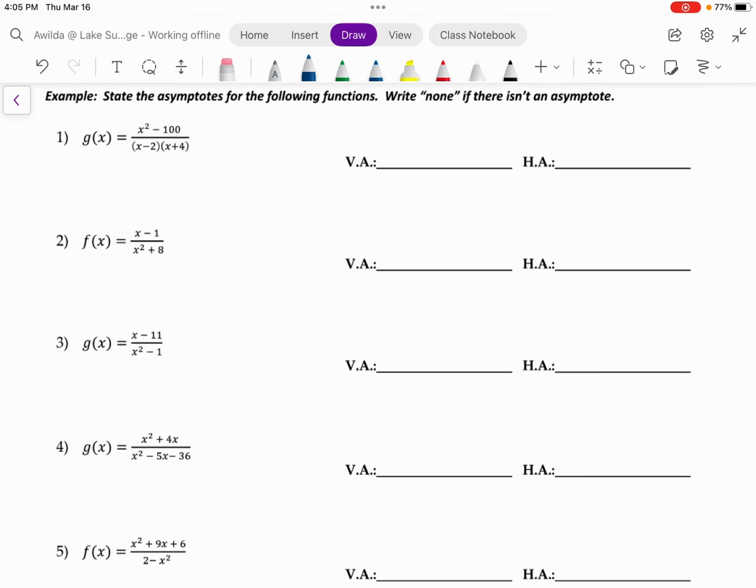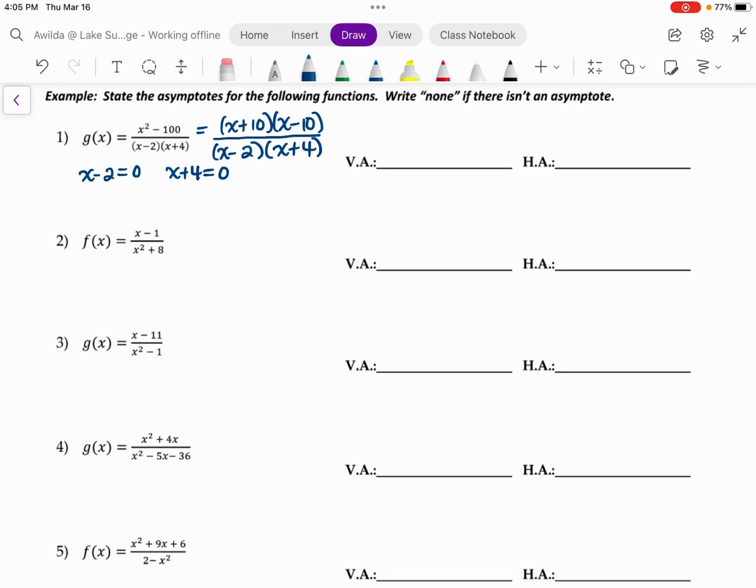In our first example, we have g of x is equal to x squared minus 100 divided by x minus 2 times x plus 4. Notice that even if we were to factor the numerator as x plus 10 times x minus 10, there are no matching factors in the denominator, so there will be no shared zeros between the numerator and the denominator. That means that for the vertical asymptotes, we can find the two values of x that cause the denominator to be 0.